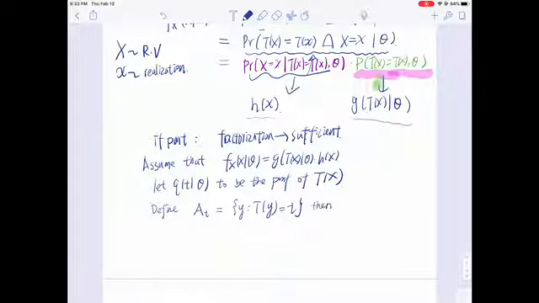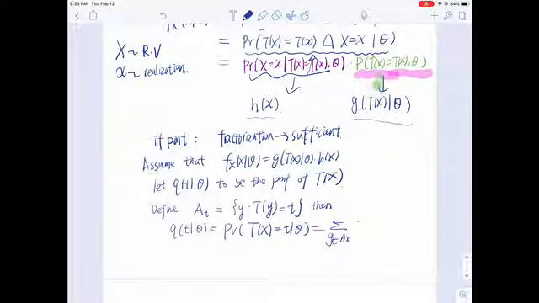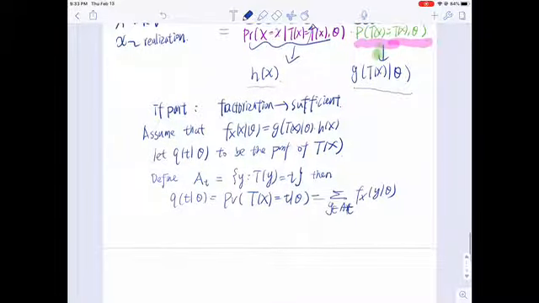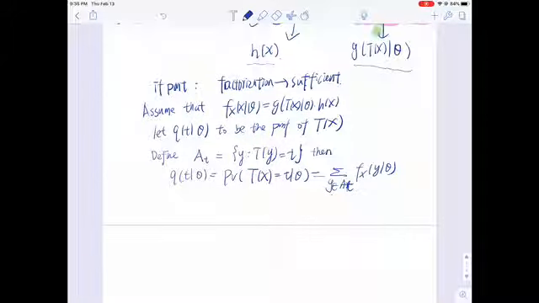Then we're able to rewrite this PMF of T(X) as the probability that T(X) equal to t, which is the sum of the probability of y when y is within this partition. So let's draw a picture of this. Let's say we have a bunch of y.